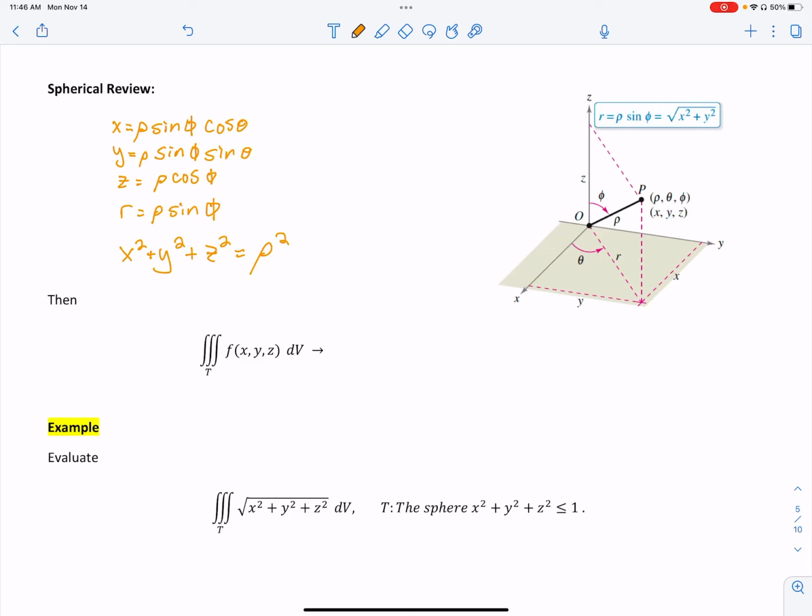In this video, we are going to continue our discussion of section 14.7, triple integrals in other coordinates. In this video, we're going to focus on spherical. Here's a reminder of what spherical looks like.